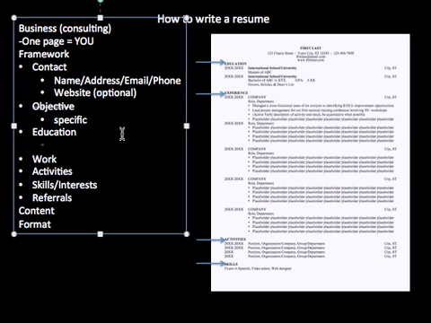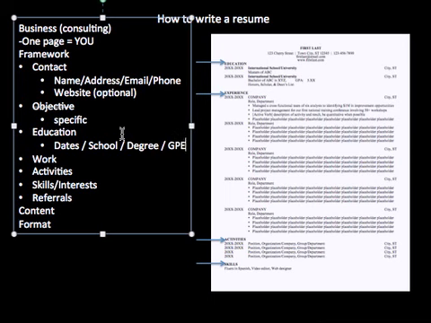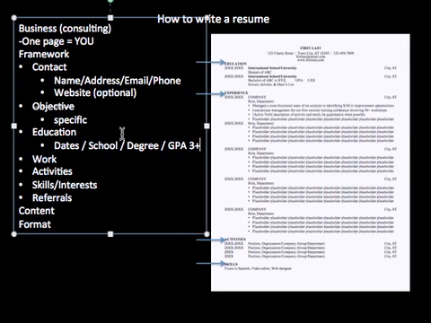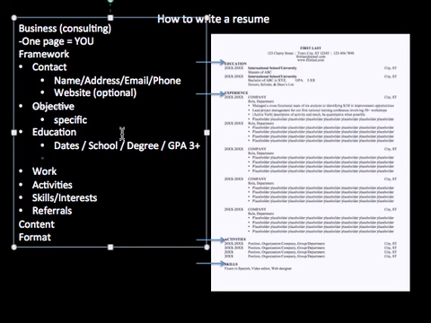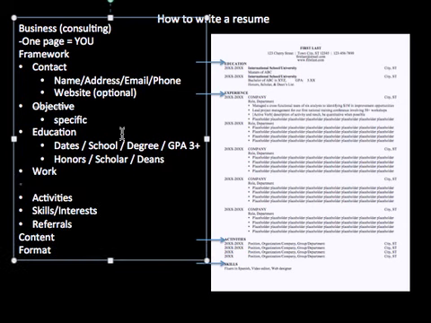For education, you would include the dates. The month and the year is sufficient. The school that you went to, the degree, if applicable, and then you want to put GPA if your GPA is over a 3. Also, any other honors, scholarship, something that will make you stand out as unique, maybe Dean's List. This is the section that you would put it in.